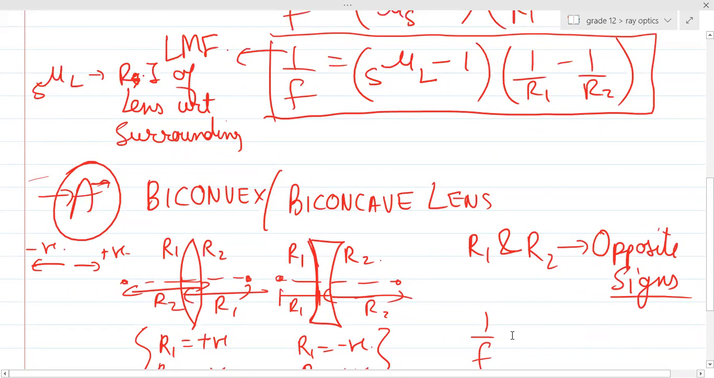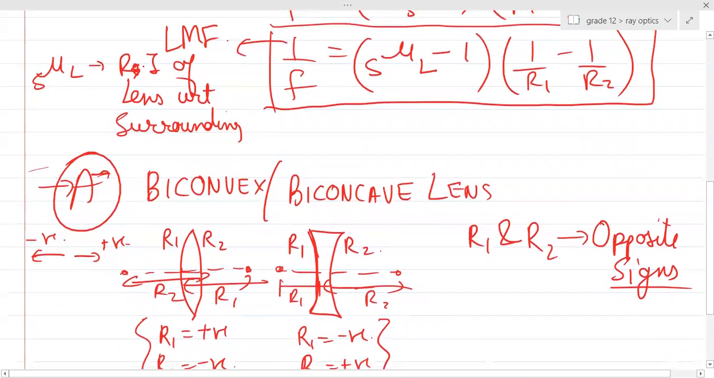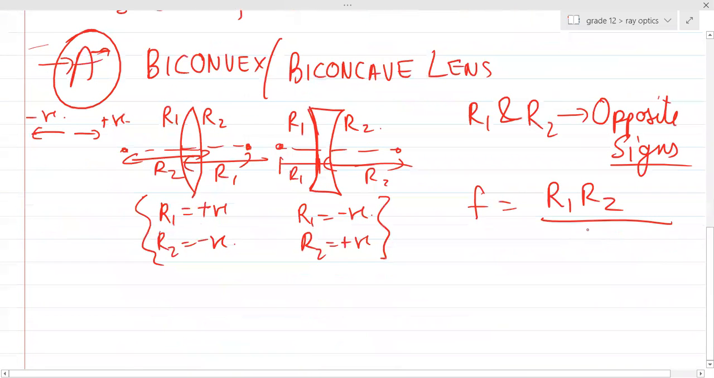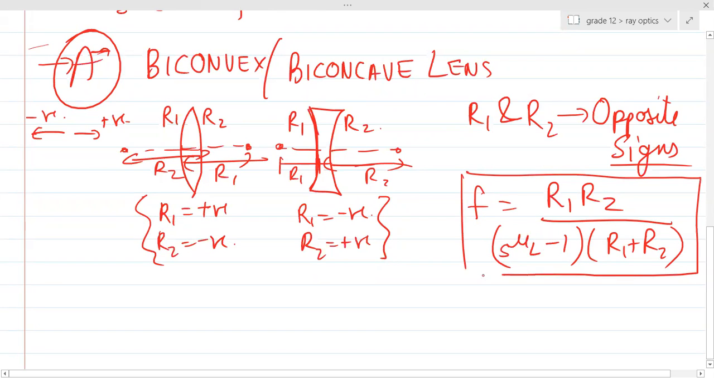Ultimately, when you solve, the focal length comes to be R1 R2 upon (R1 plus R2) into mu of lens with respect to surrounding minus 1, in magnitude. So this is basically the magnitude of focal length for a biconcave lens or a biconvex lens. This is the formula. So can you see it is nowhere dependent on R by 2? Are you getting my point, guys?